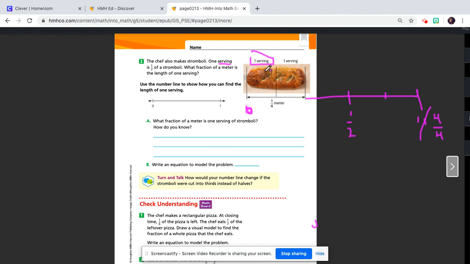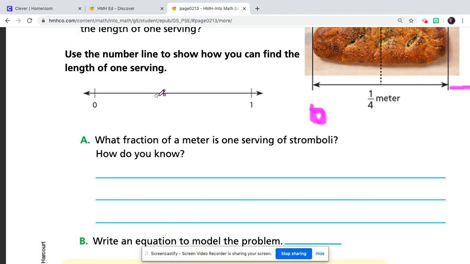Okay, so half is not the serving size, right? Half would be all the way over here. That's double what he already has. We want to know, okay, if the whole thing is a 1/4, what's half of a 1/4? So it wants us to use the number line that's over here to find the length of one serving size.